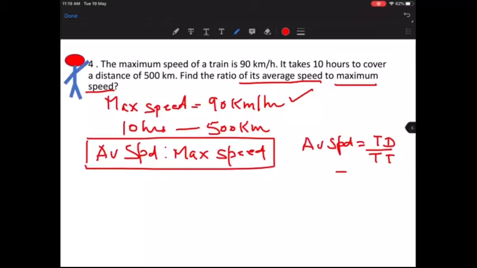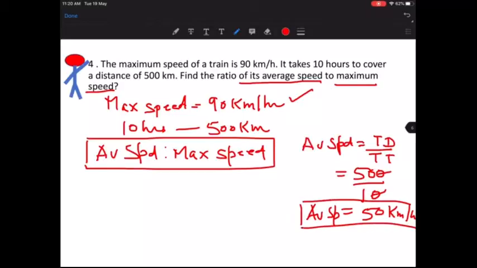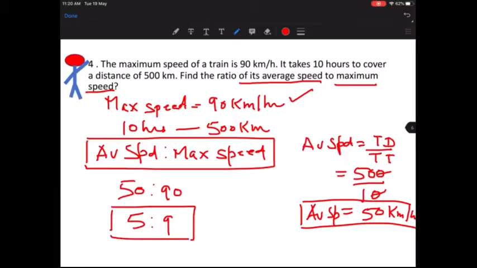So what is total distance? Total distance is 500. What is the total time? 10 hours. So your average speed is 50 kilometers per hour. Now you know both. Yes, Isha, absolutely. 50 kilometers per hour. Very good. So just substitute the value here. This is 50 is to this is 90. Or I can write 5 is to 9. So this is the ratio of the average speed.